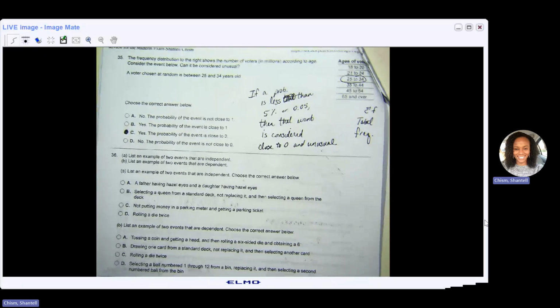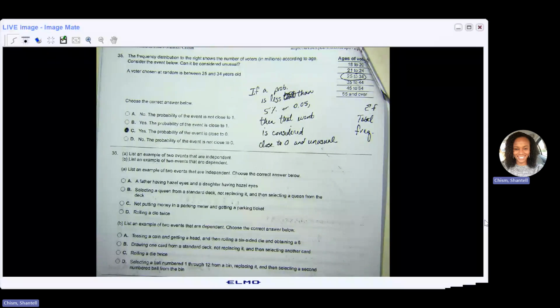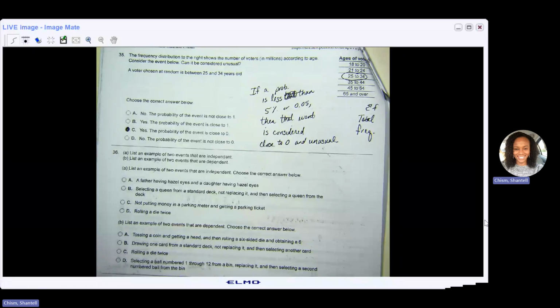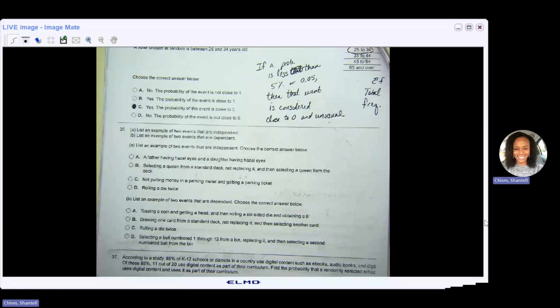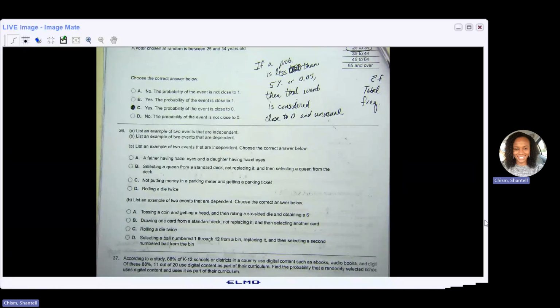Number 36 lists an example of two events that are independent, and an example of two events that are dependent. We did work through these problems in class last week. But remember, independent events are two events that have no effect on each other. One occurring has no effect on the other. And dependent, of course, is the opposite. So in part A, we're looking for the two that are independent.